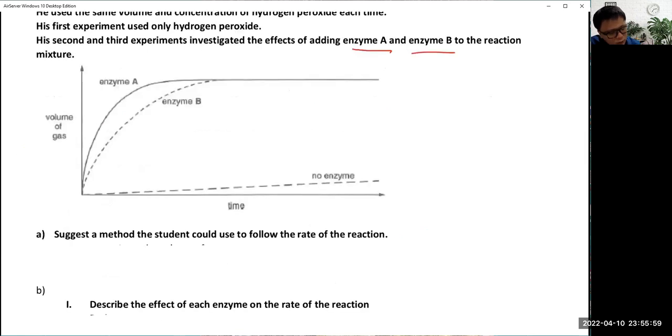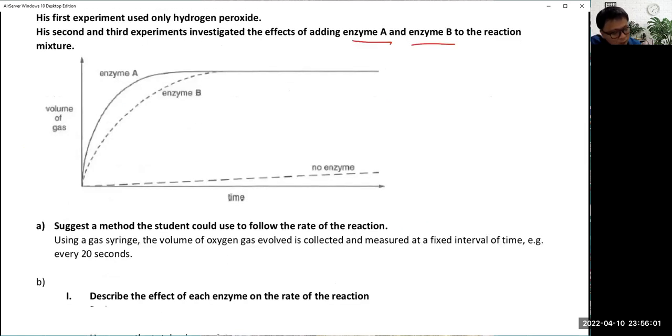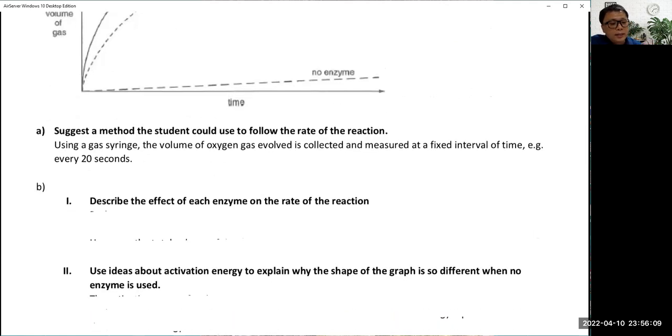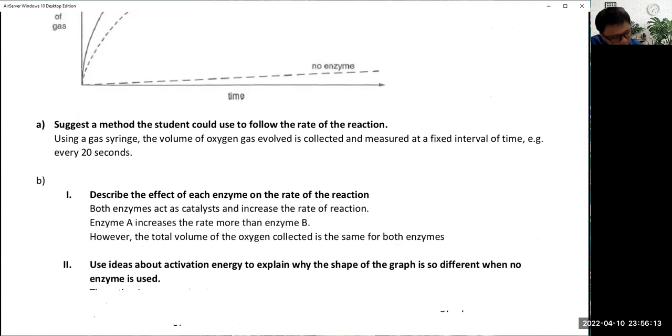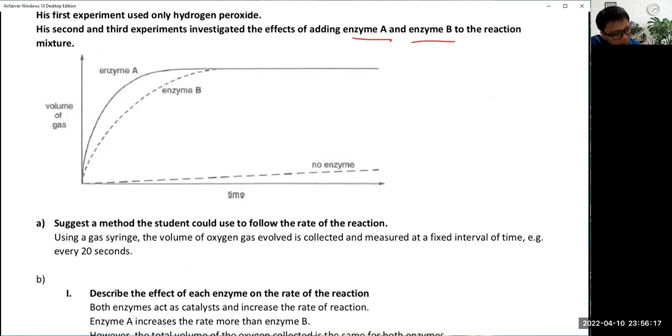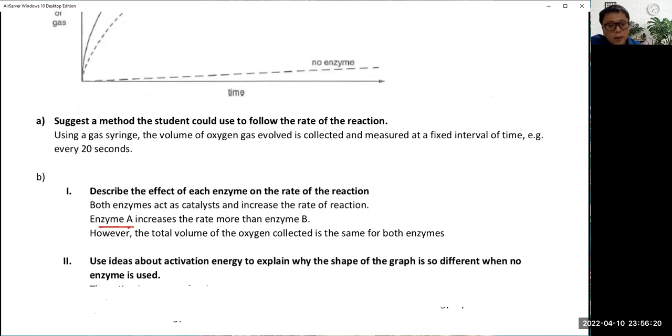How do you collect the gas? They can use a gas syringe. The volume of oxygen gas evolved can be collected and then measured at a fixed interval, maybe every 20 seconds, you look at the gas released. Then what is the effect? You can mention they both are positive catalysts. Then of course enzyme A was able to increase the rate more than enzyme B.